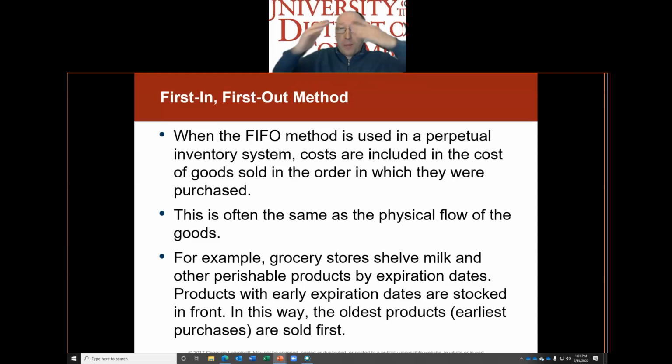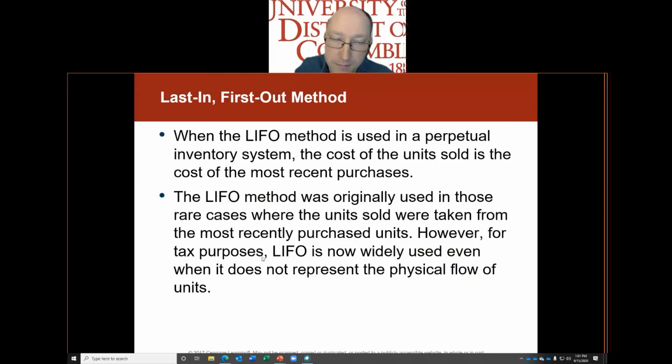Okay, let's talk more about first in, first out. First in, first out is a method used in a perpetual inventory system where the costs are included in the cost of goods sold in the order in which they are purchased. This is often the same as the physical flow of inventory. For example, a grocery store shelves milk and other perishable products by expiration dates. Products with early expiration dates are typically in the front. In this way, the oldest products are sold first. First in, first out.